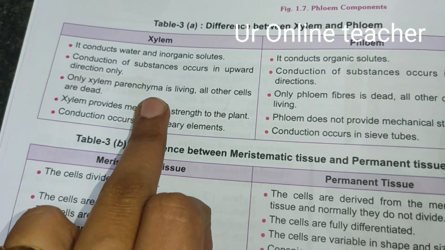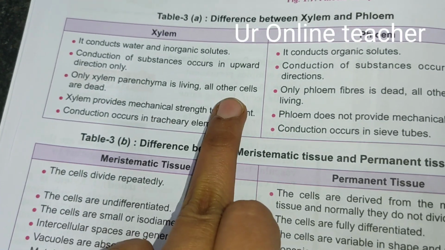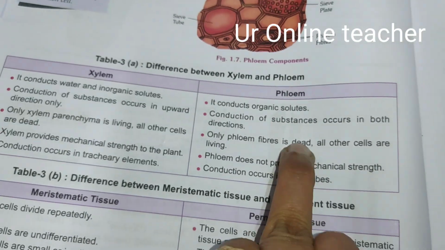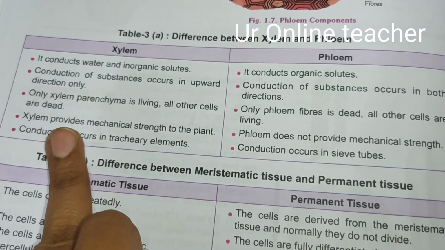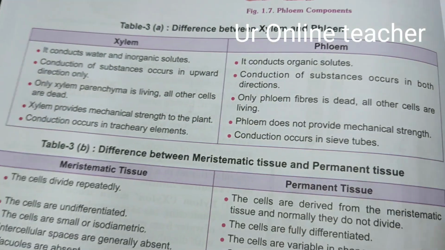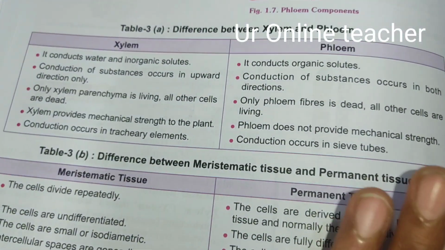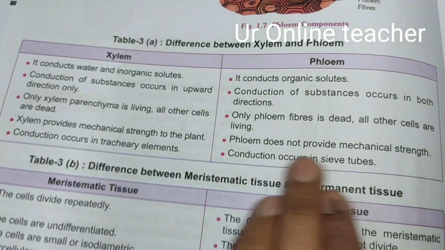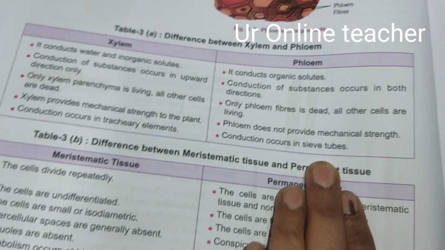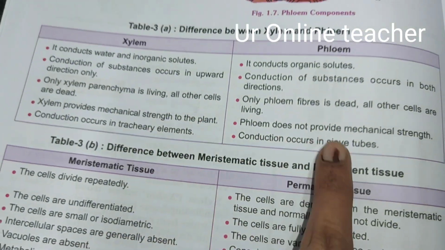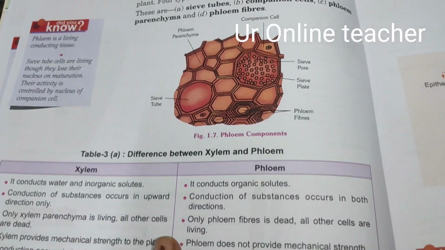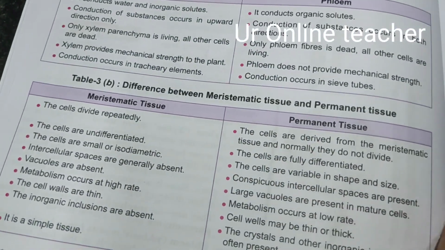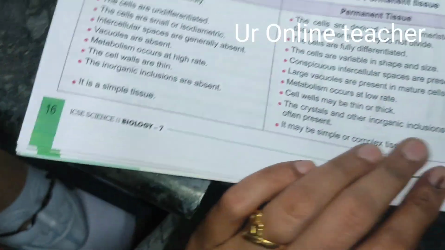Only xylem parenchyma is living, all other cells are dead. Here only phloem fibers are dead, all are living. Then xylem provides mechanical strength. Phloem will not provide any mechanical strength, it just conducts food. So conduction occurs in tracheary elements. Here conduction occurs in sieve tubes. So this is one of the types of cells in the xylem and phloem. Then they gave the difference between meristematic and permanent tissues.